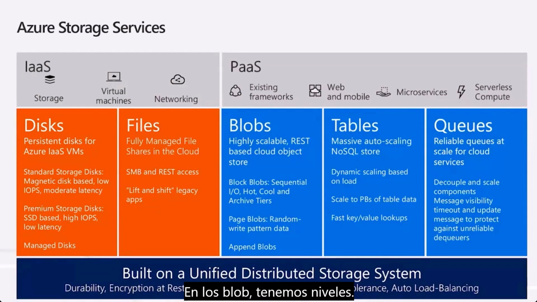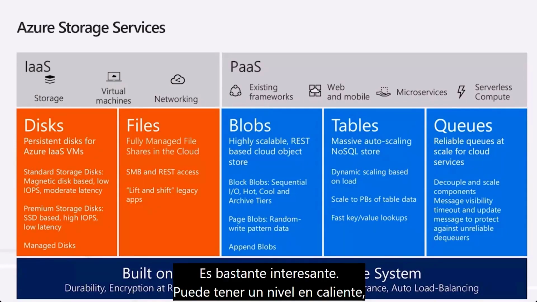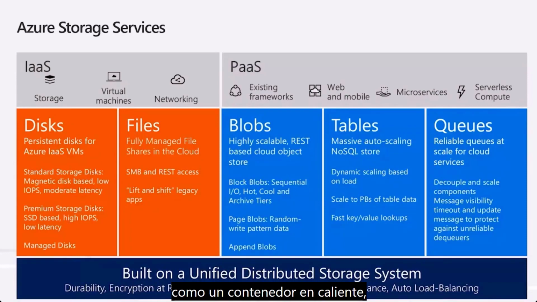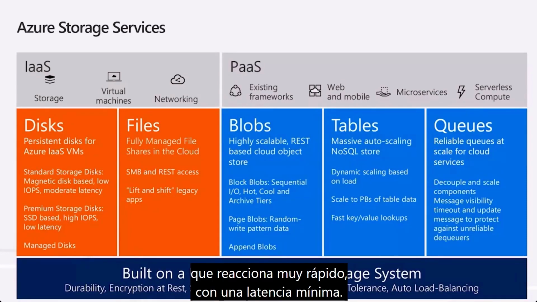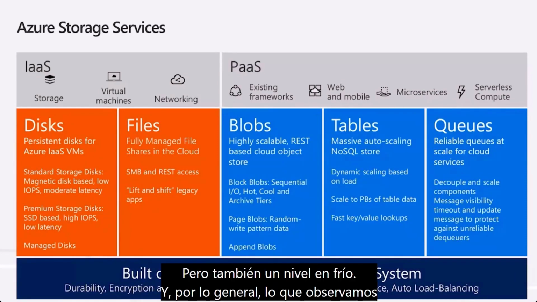Blobs, we have different tiers. That's quite interesting. You can have a hot tier, like a hot container, which is reacting very fast with minimal latency. But you can also have a cool tier.